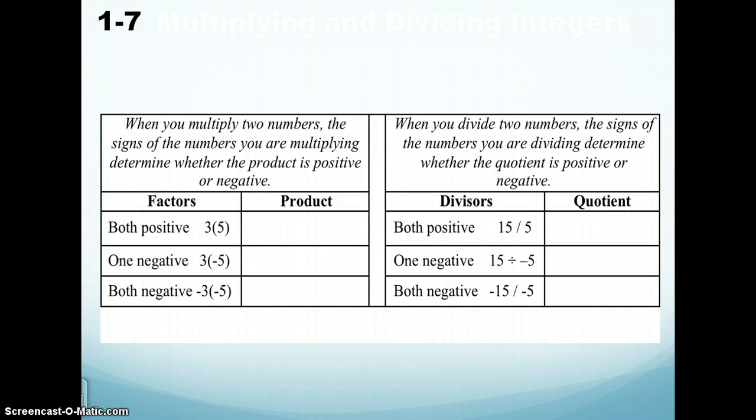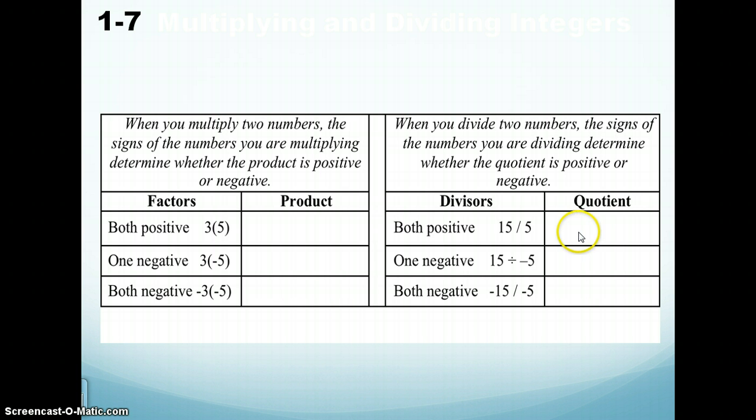Here's a little chart to fill in your guided notes, looking at both multiplying and dividing, and there's an example along with each one so you can actually give it a numerical term. So if both are positive in the first box, we would say 3 times 5 would give us a positive 15. Right here in the second box, one negative, 3 times negative 5 would give us a negative 15. Both negatives, a negative times a negative would give us a positive 15.